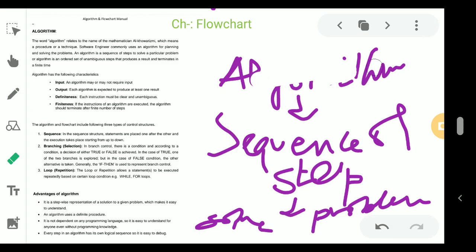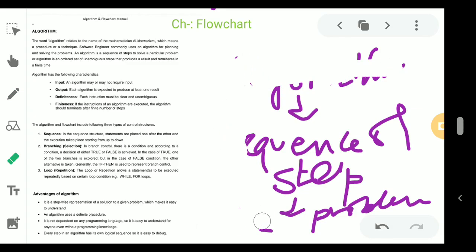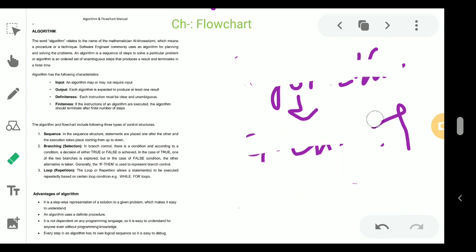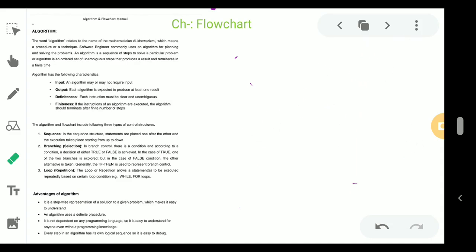Now we are coming to the next part, that is, what are the characteristics of an algorithm? An algorithm has some different characteristics as well. So what are those characteristics? The first characteristic is input. Input is actually the user-given data. It may happen that an algorithm needs inputs, it may happen that an algorithm doesn't need inputs.